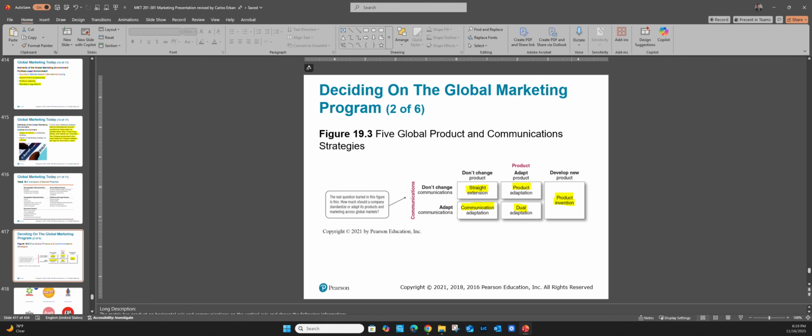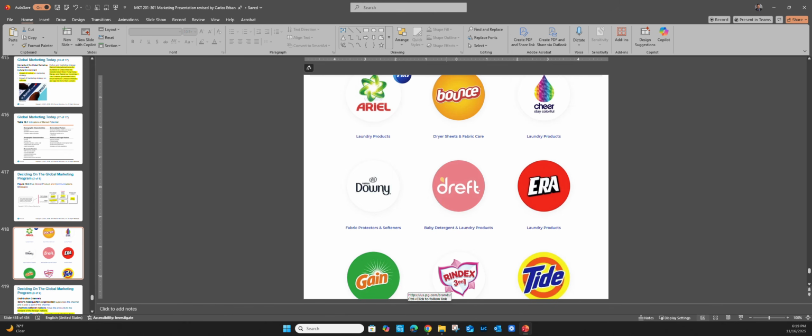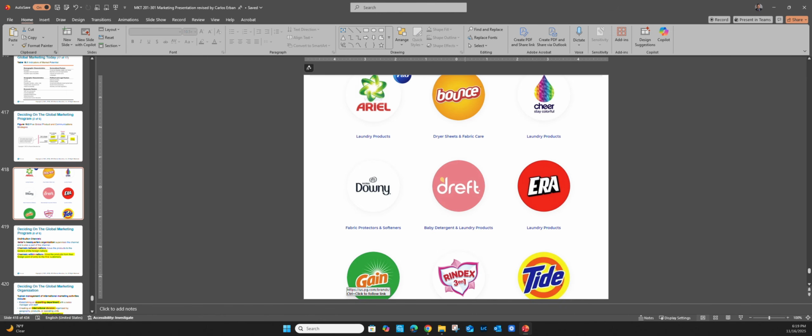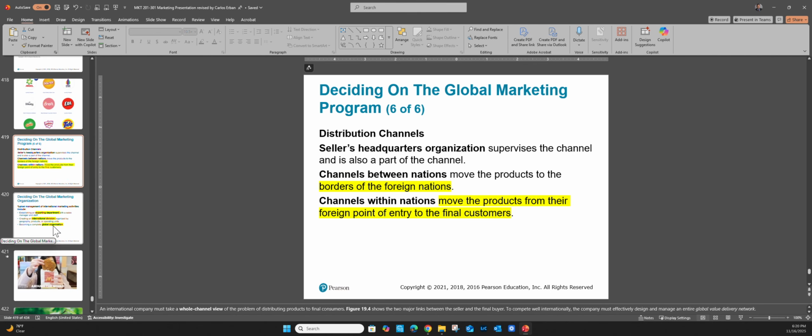Or you have a completely new product, one that doesn't even exist. So in the case of P&G, this was a new invention, Rindex. Rindex was basically a new product, very low cost, to meet the needs of emerging countries that couldn't afford Ariel, which is the equivalent of Tide. So again, deciding has to do with many different factors.